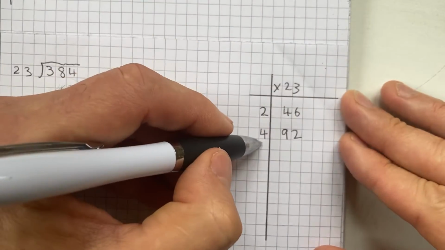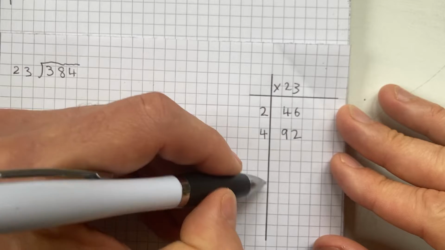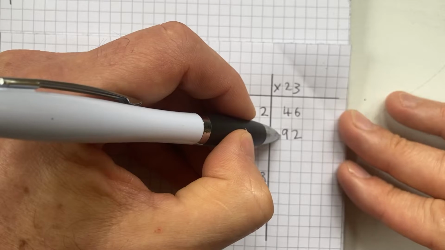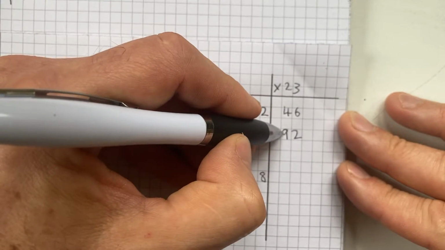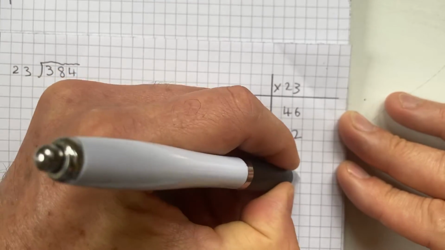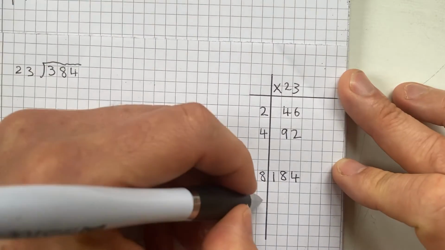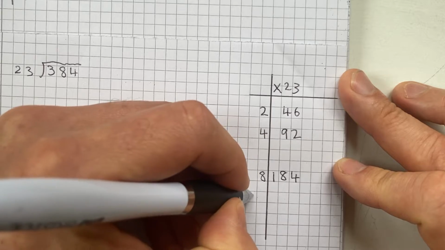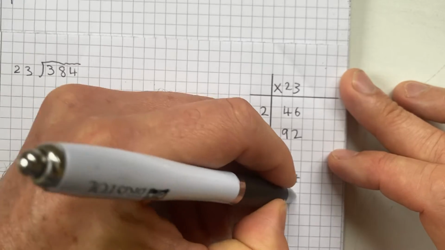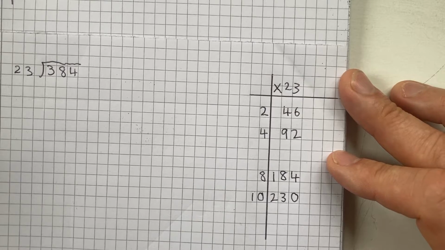I'm then going to skip quite a few lines and write down 8. So I'm just going to count through 4, 5, 6, 7, 8. And I'm going to do the same thing. I'm going to double 4 to get 8, and so double 92 to get, well, double 90 is 180, double 2 is 4, 184. Okay, now another multiple that I know easily is 10 times. So I'm going to leave a line for the 9, put the 10 there, and write 10 times 23 is 230. Now, that hasn't taken me very long, and I've already got 4 multiples of 23.